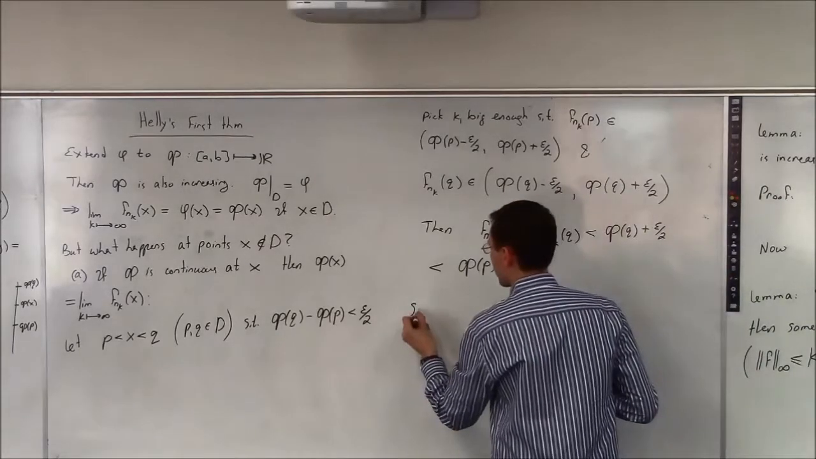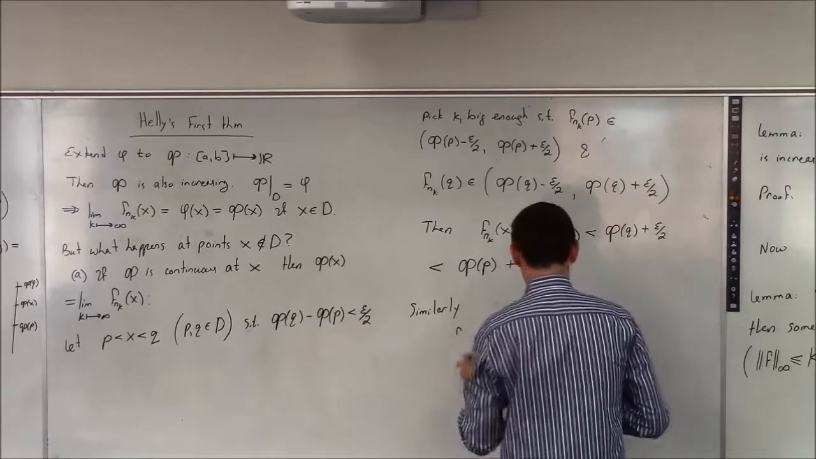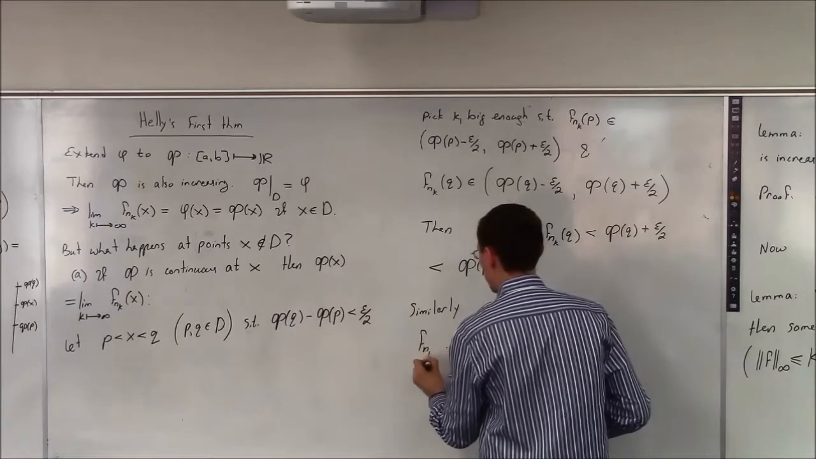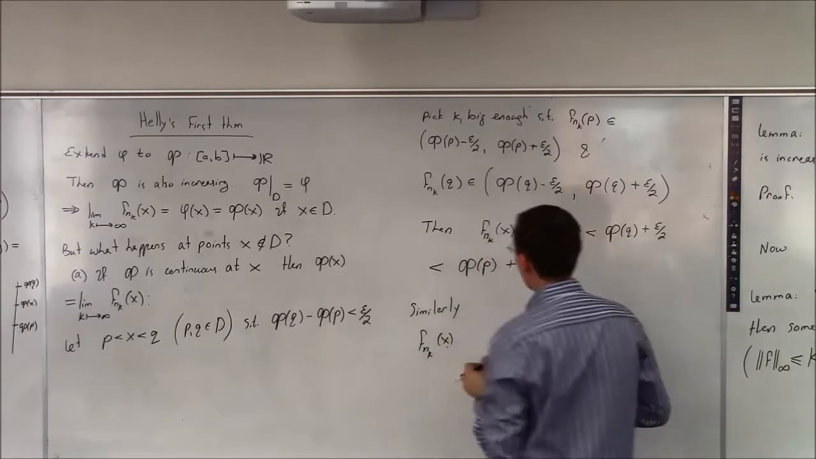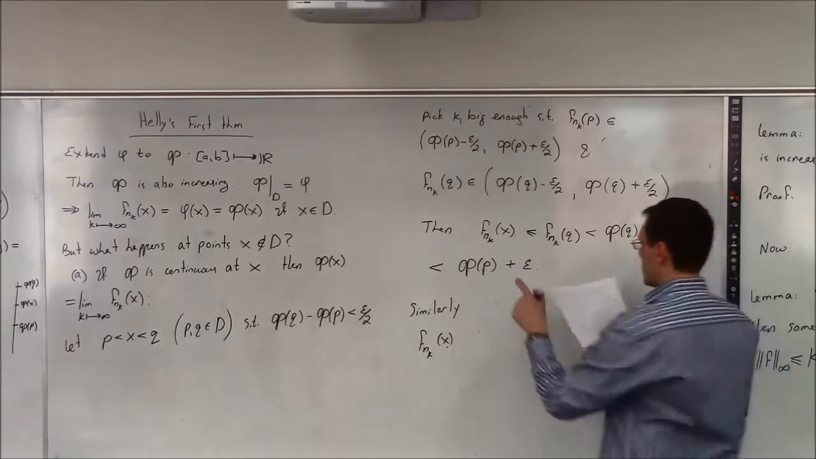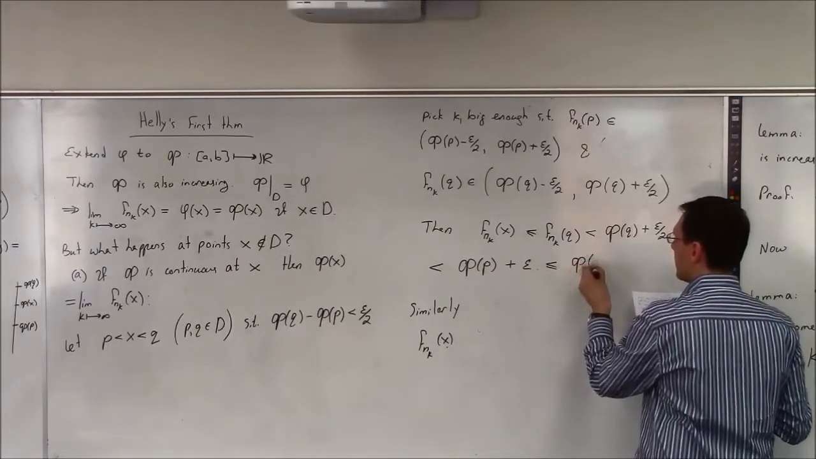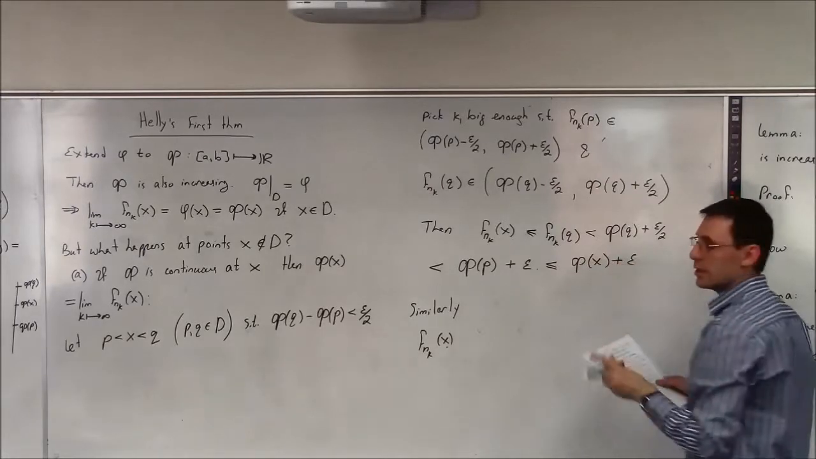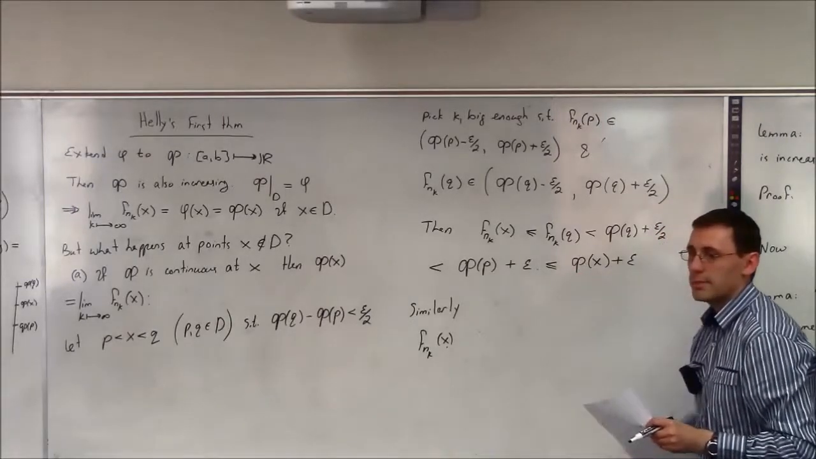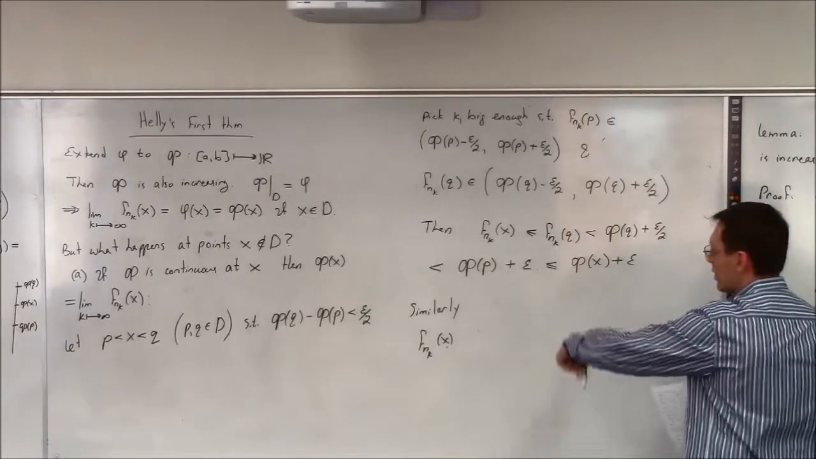Similarly, if I begin with f_{n_k} of x, you see I want to shove it into an interval very close to phi of x. This is less than or equal, by growth, to phi of x plus epsilon. Basically, what I want is to put this thing between phi of x plus epsilon and phi of x minus epsilon. That's the idea. So now I want to find the lower bound, so it's not too far below.